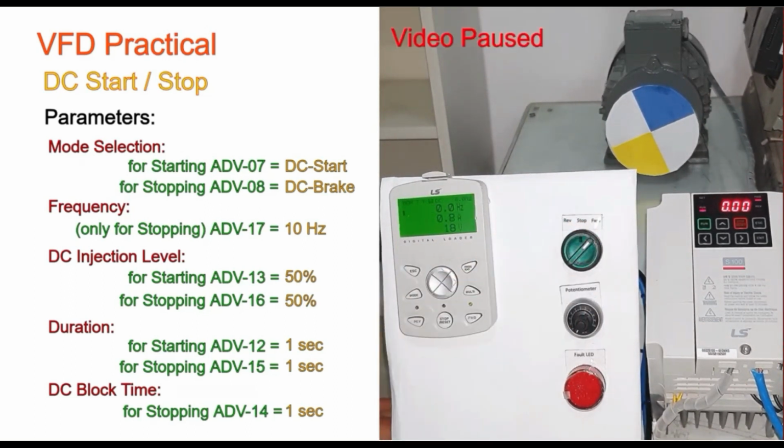Now let's start the motor. So here I'm pausing the video to explain. You see the green LED on, which means the start command is received. The frequency you see is 0 and at the top you see DC, which means DC voltage is applied now.